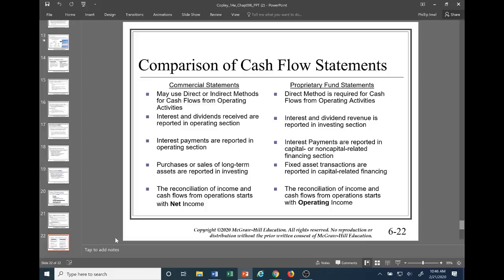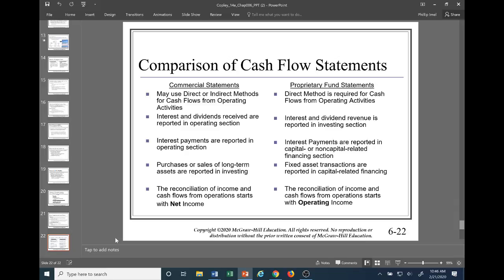So we know there's two proprietary funds, right? We have an internal service fund, which is a governmental activity because it services primarily the governmental unit itself. We have the enterprise fund, and it's going to service the citizens or those outside of the government, and that's a business-like activity on the government-wide statements.